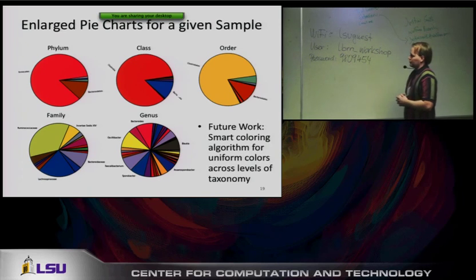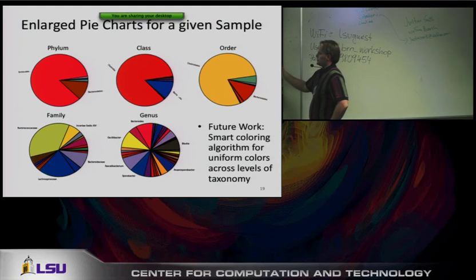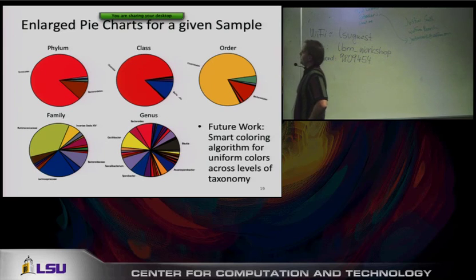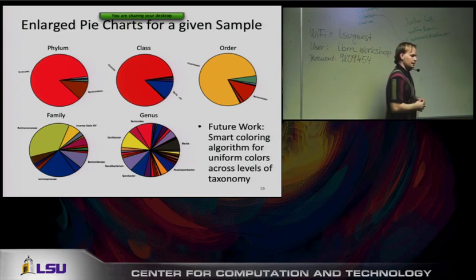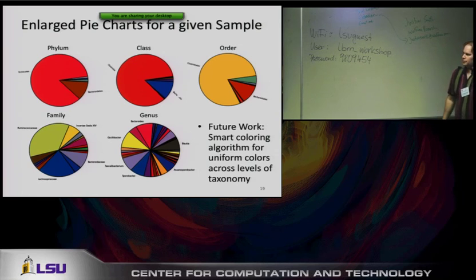Some of the future work is to develop a smarter coloring algorithm to have uniform coloring across taxonomy levels, because of course this class here is what led to that order there, but they're different colors. And that just gets into developing an algorithm to uniformly color things.